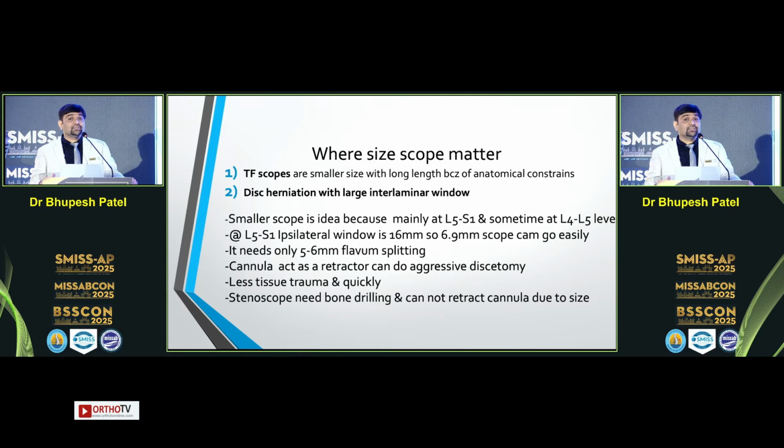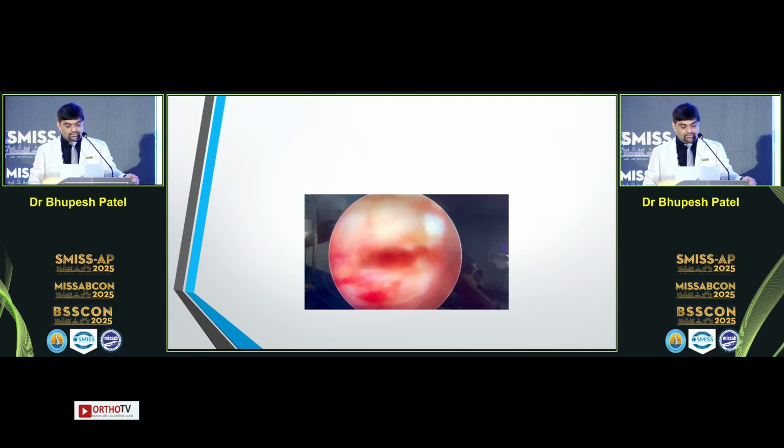But with disc herniation and a large interlaminar window, especially at L4-5 or L5S1, sometimes L4-5 also has a large interlaminar window. If you see the L5S1 ipsilateral 16 millimeter window, your smaller scope, 6.9 or 9 millimeter, easily goes. You just need to split the ligamentum flavum around 5 to 7 millimeter and go to the shoulder and remove the disc. It is a very easy job. But when you use the stenoscope in L5S1 especially, you need to remove a lot of ligamentum flavum because the scope size is very large, around 10 millimeter. So you have to create that much of a window in order to go into the epidural space. So here again, scope size matters. You see this is a video.